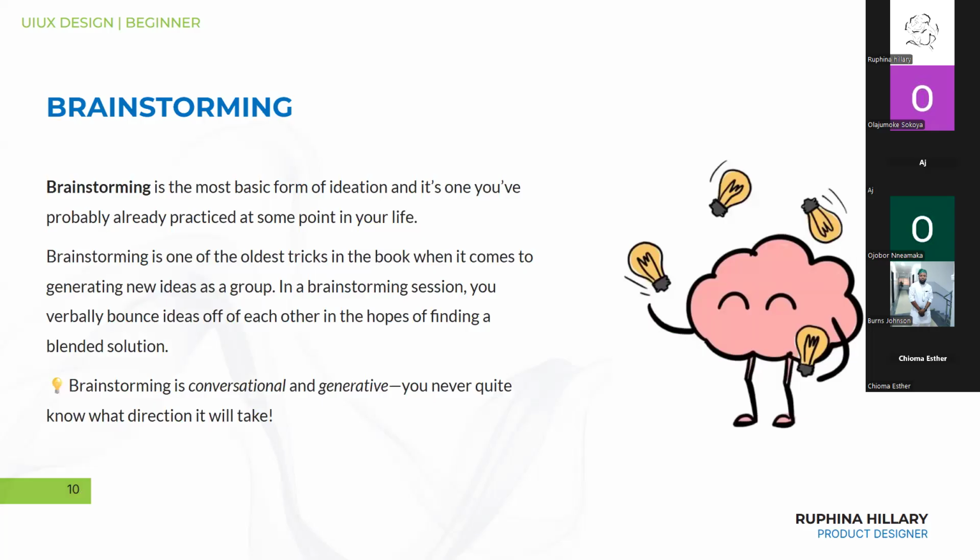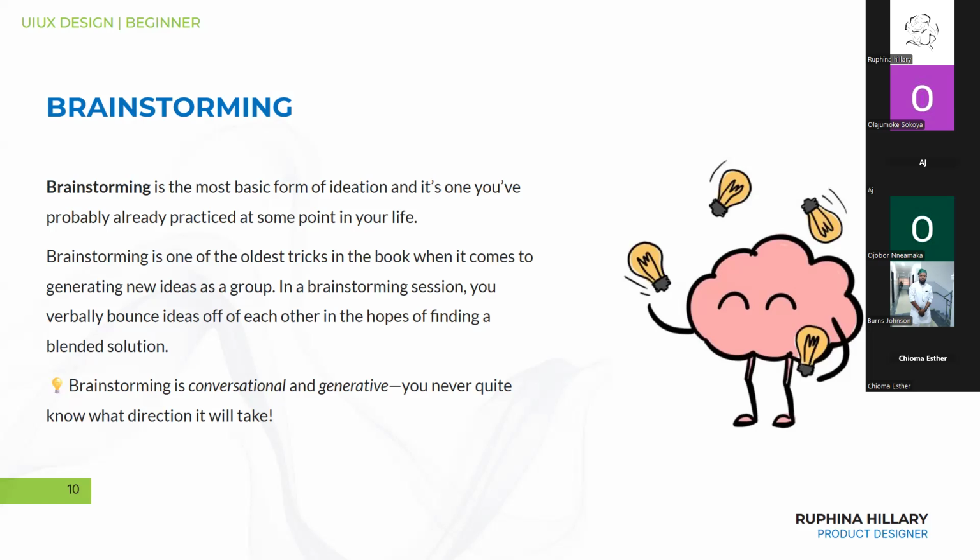It's the most basic form of ideation, and it's one that you have practiced at some point in your life. In a brainstorming session, you verbally bounce ideas off each other in hopes of finding a blended solution. So we have brainstormed in this class before. Sometimes I throw out questions and in the chat section, people are just dropping ideas, like dropping their comments. Then from someone's comments, you get an idea, you drop your own comments. That's just basically brainstorming.